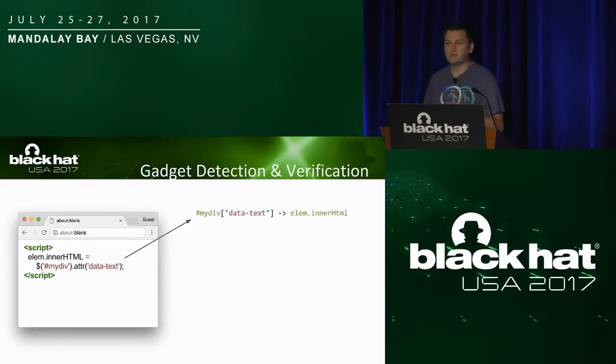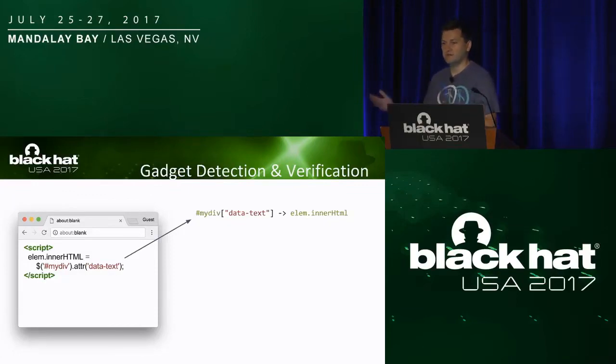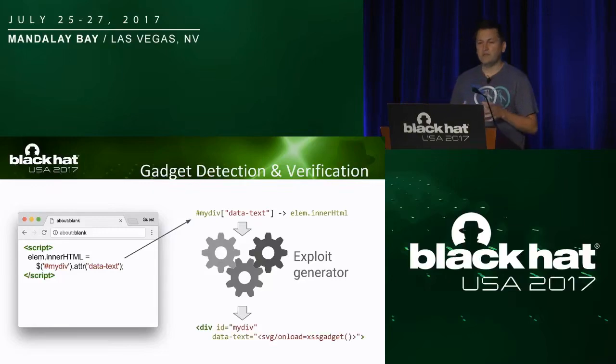So after executing the function and all the JavaScript, we know there was actually a data flow from the DOM into this security sensitive function. Then we pass this data into an exploit generator. The exploit generator will look at this data flow, try to come up with an XSS exploit, and create a piece of HTML that triggers the gadget in the page.